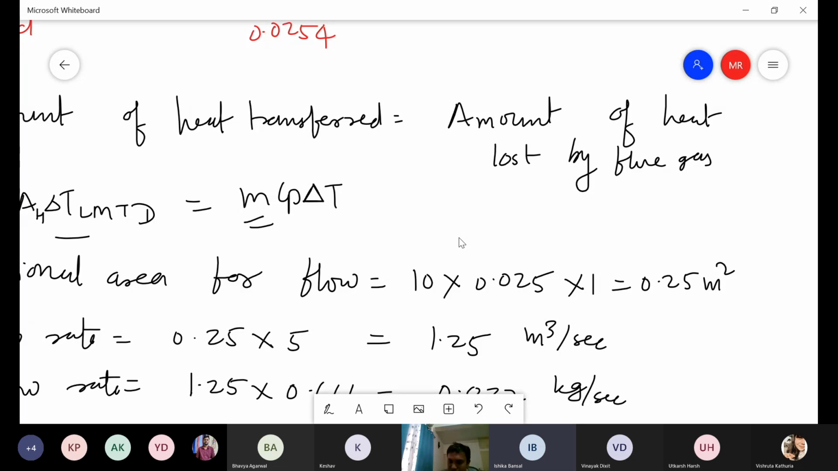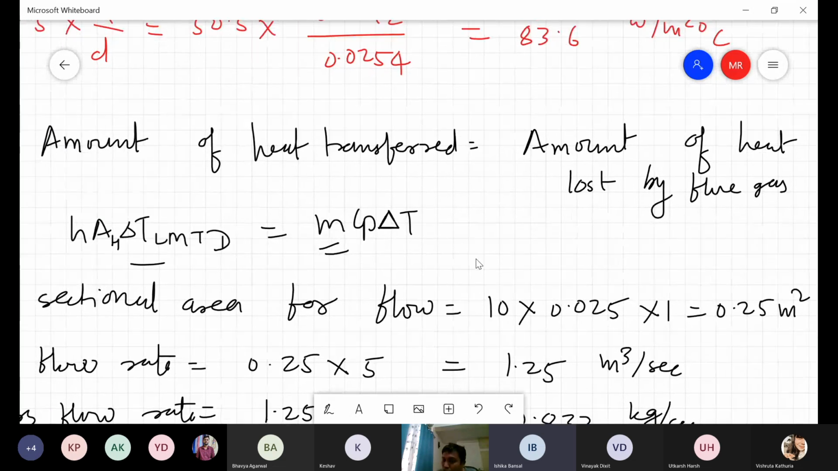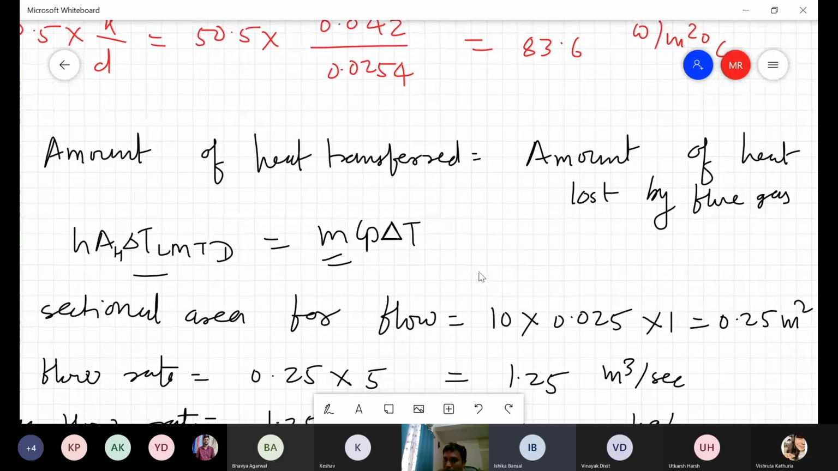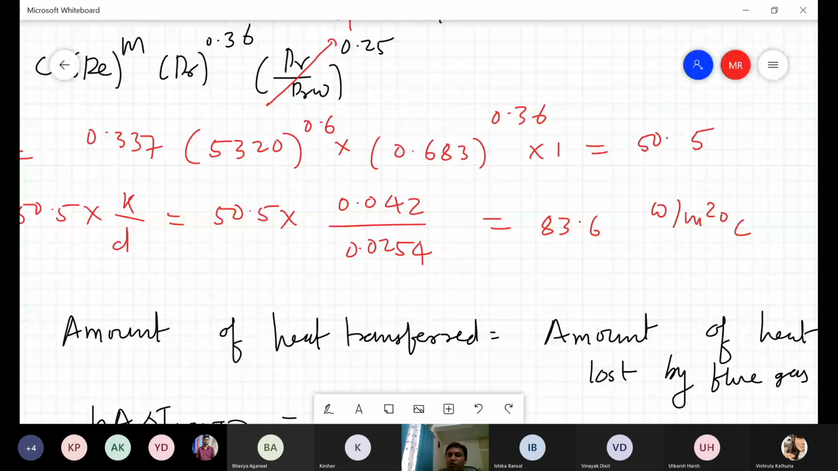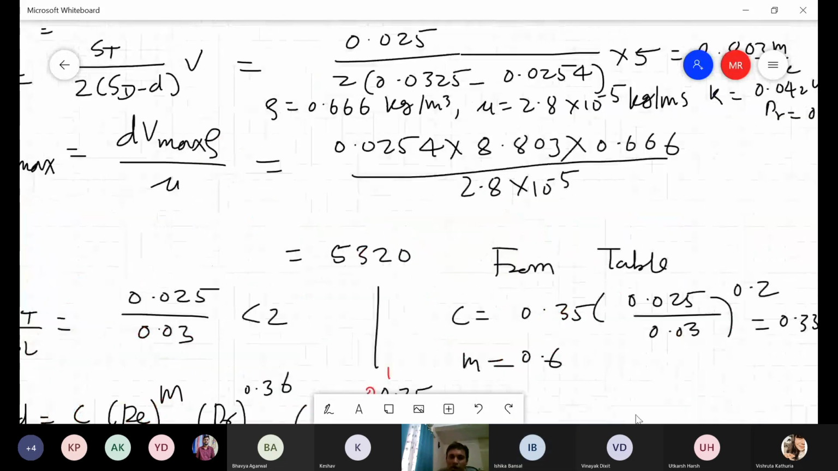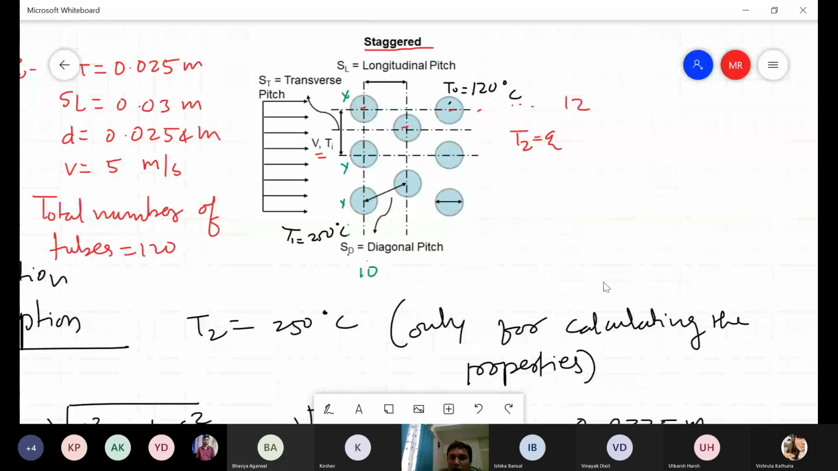Sir, shouldn't the extra space be exactly equal to the diameter? Because the radius will be left at the top. Here, it's the transverse pitch which is being used. See, when we are looking at the cross-sectional area for the flow, I am not looking at this tube. I am looking at how much area is there from this point to this point here. That's it.